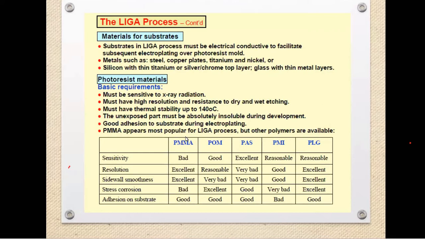This is some limited material. At present, there are different types of materials for the LIGA process.